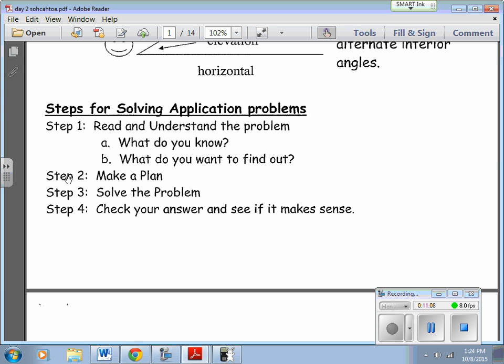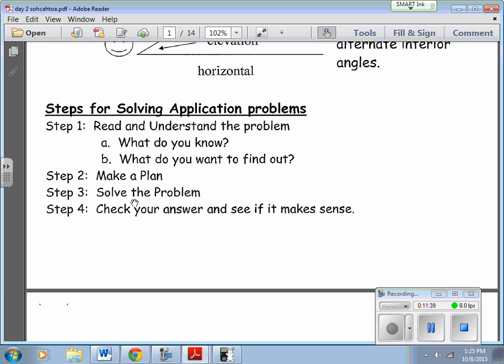In step 2, making a plan, I think a couple of you need to start realizing you have to make a plan to figure out what you're going to do to solve the problem. This goes for anything. When you're stuck with something and you don't know what to do, make a plan. Figure something out. This is critical thinking. It involves you sometimes just sitting down and figuring out what to do.